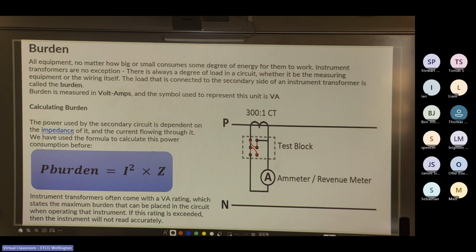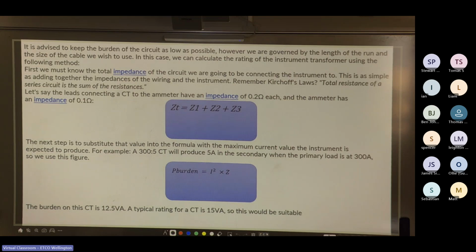Instrument transformers often come with a VA rating, which states the maximum burden that can be placed in the circuit. When operating that instrument, if this rating is exceeded, then the instrument will not read accurately. It is advised to keep the burden of the circuit as low as possible. However, we are governed by the length of the run and the size of the cable we wish to use. In this case, we can calculate the rating of the instrument transformer using the following method.